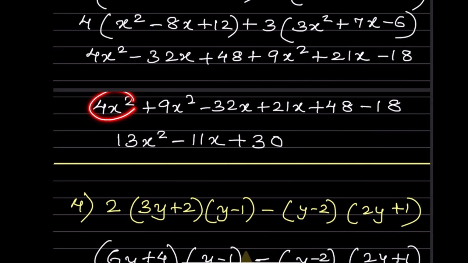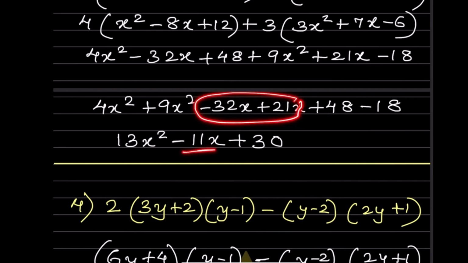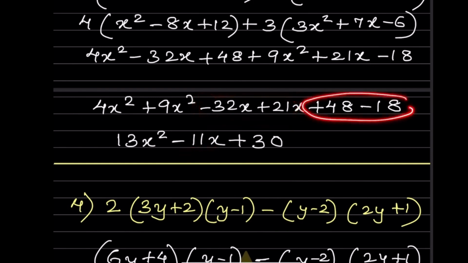This x squared is just once. Again you will take, you have 4x squared and here also 9x squared, that is 4x squared and 9x squared. Then you will take x together, that is minus 32x and plus 21x. Then the constants you will take together. So plus 4 plus 9, that is going to be 13x squared, minus 32 plus 21, that is going to be minus 11, plus 48 minus 18, that is going to be plus 30. So this is the answer.